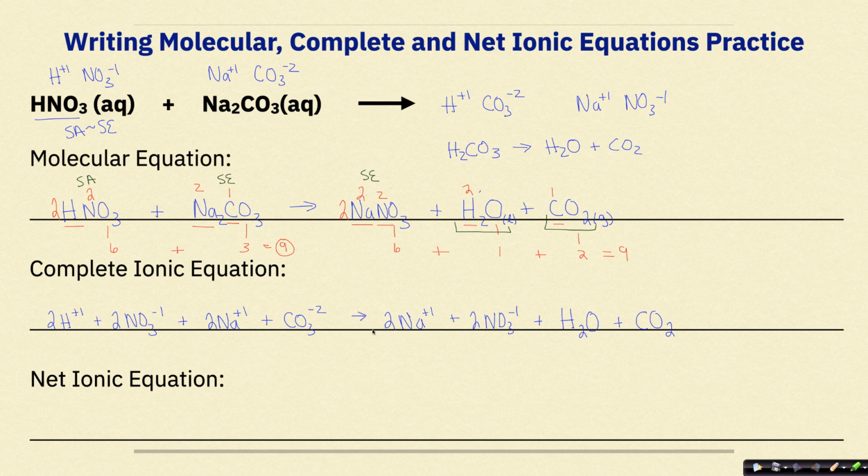So when we do this, we need to look for our spectator ions. What is the same on both sides? Well, if you said NO3-1 is, you get a gold star. Or if you said Na is, hey, you get a gold star as well. So I've crossed out my spectator ions. The last thing I am going to do once my spectator ions have been removed is to write my net ionic equation as 2H+1 plus CO3-2 arrow H2O plus CO2. And now I have my net ionic equation for my last example.